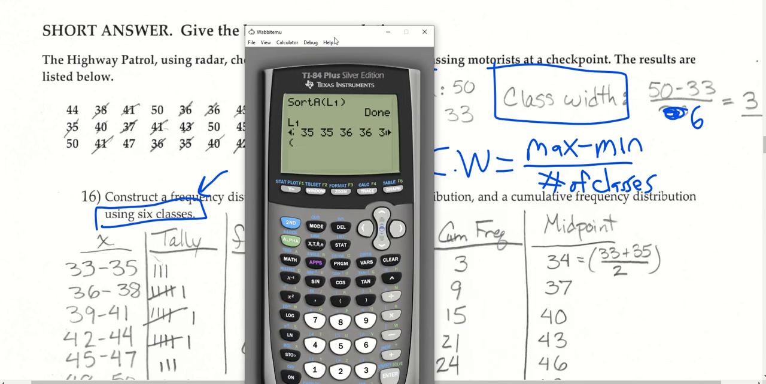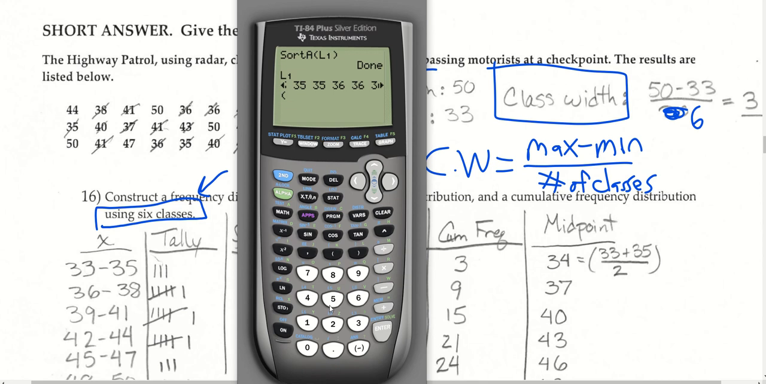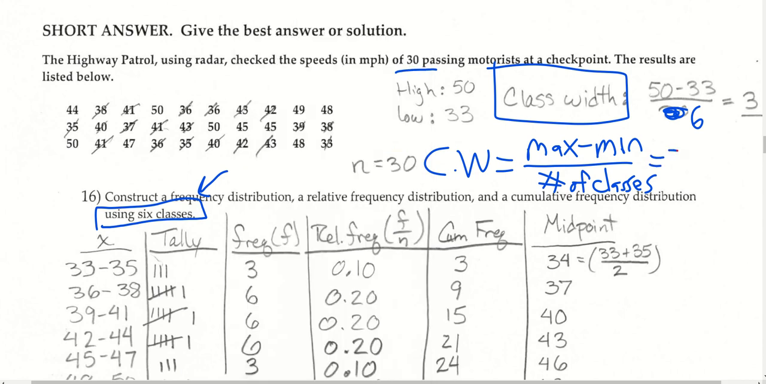So if I punch this in, it's going to be 50 minus 33 divided by 6. And this would produce a class width of about 2.8. One of the things to keep in mind as it pertains to class width is class width always gets rounded up. It does not follow the standard rounding rules.